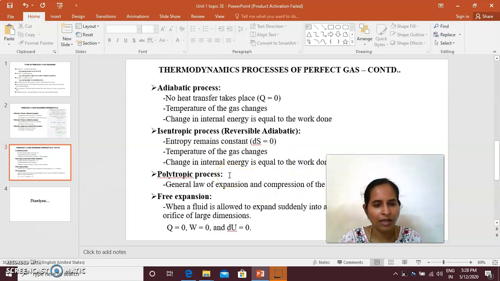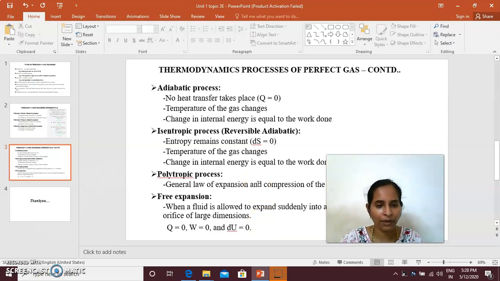Polytropic process: the general law of expansion and compression is expressed by the polytropic process, PV^n equal to constant. Adiabatic process means PV^gamma equal to constant. And free expansion is when a fluid is allowed to expand suddenly into a vacuum chamber through an orifice of large dimensions.